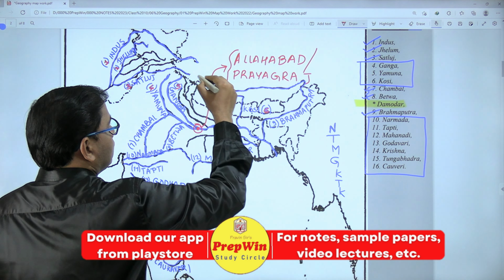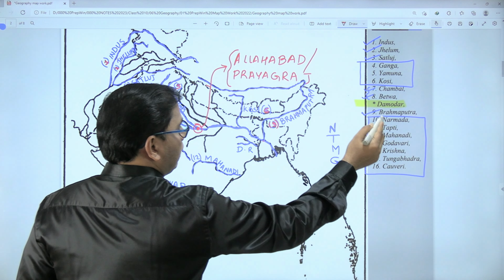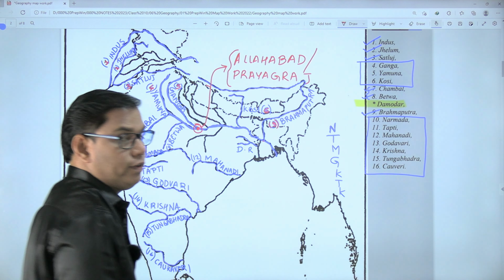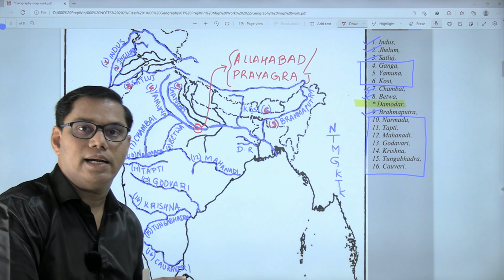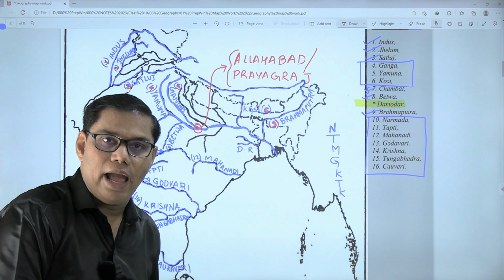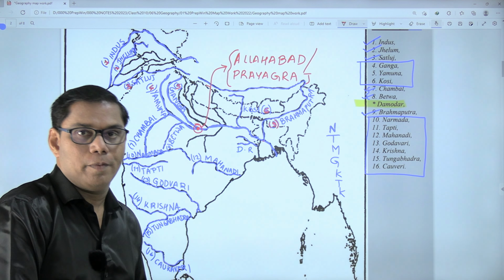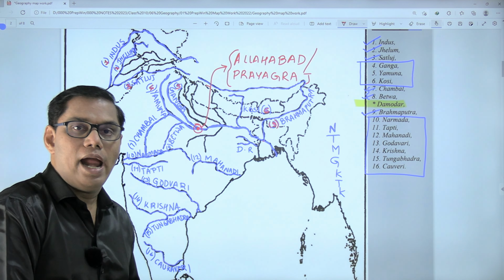So we have to mark Brahmaputra only in India, but it is fine if you start right from here and come here. This was our 9th river. Then 10th one. 10, 11, 12, 13, 14, 15. How do you remember this? NTM, NTM, GK, TK. NTM, GK, TK.